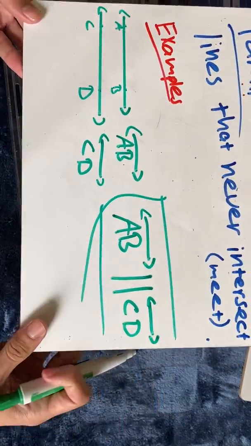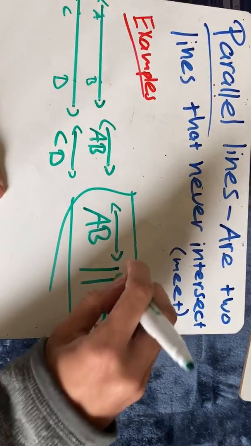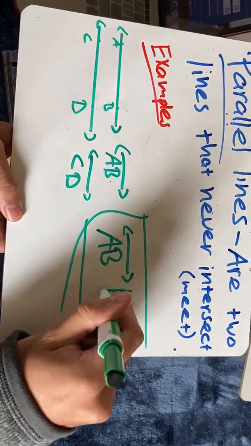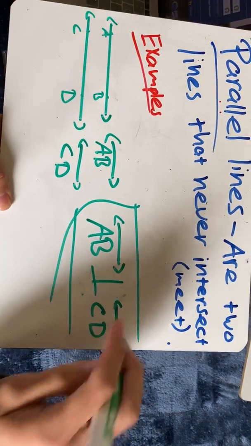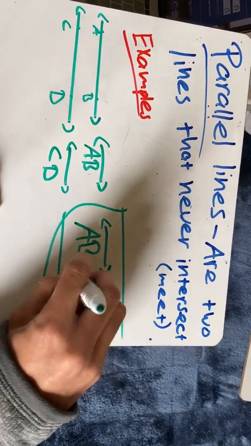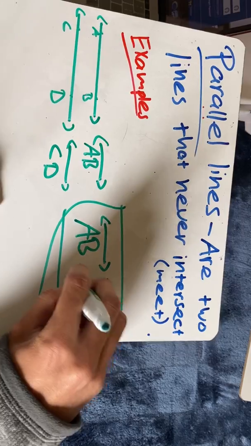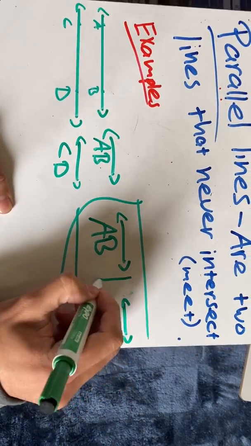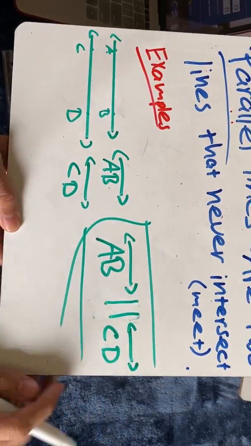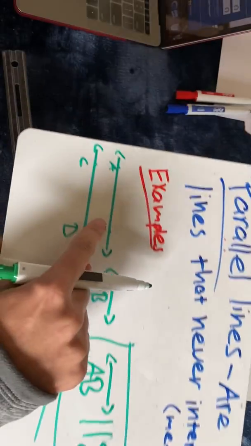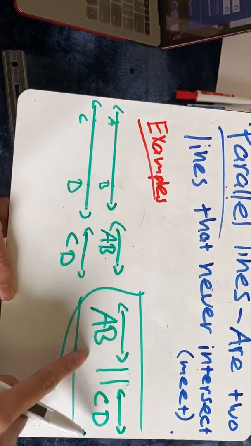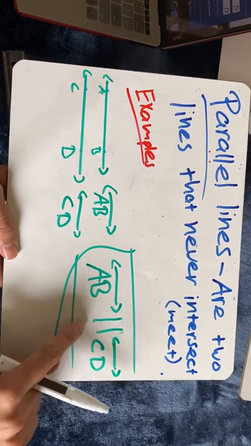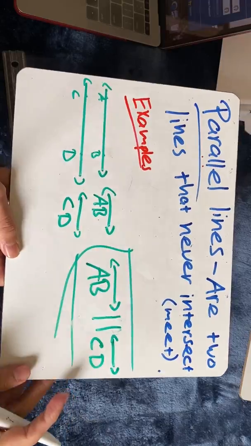Well, it kind of looks like the perpendicular ones, remember? For perpendicular, we drew the upside down T. Well, for parallel lines, it's the same thing, except instead of drawing an upside down T, you just draw two lines going like that. And that tells us that line AB is parallel to line CD. Okay, that's how we write parallel lines down.